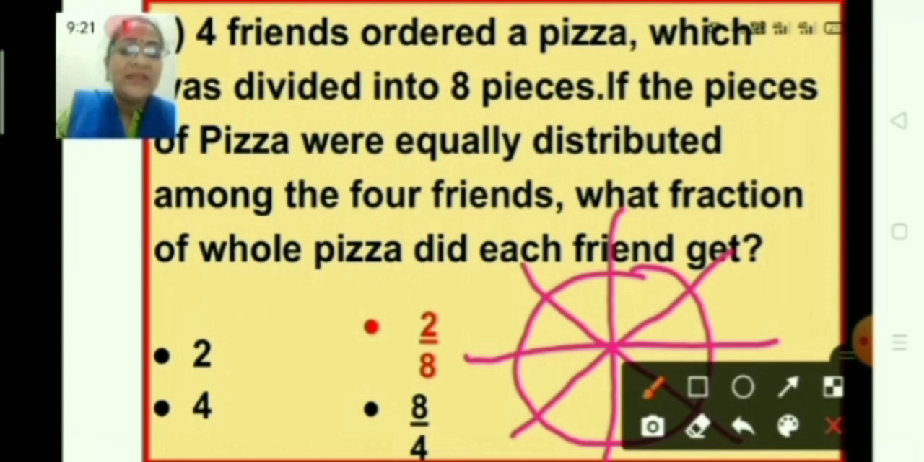Now here see, 4 friends are there and 8 pieces of pizza. So each one will get 2 pieces. So children, out of 8 parts, each one will get 2 parts. So the fraction of the whole pizza that each friend will get is 2 by 8, which is shown over here in the red color. That is the correct answer, and you have to click on the correct option.